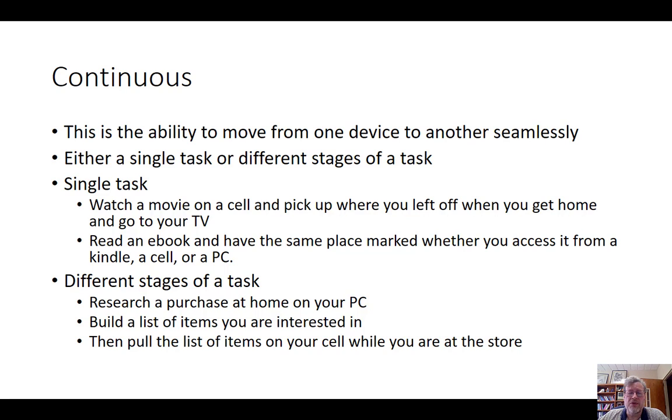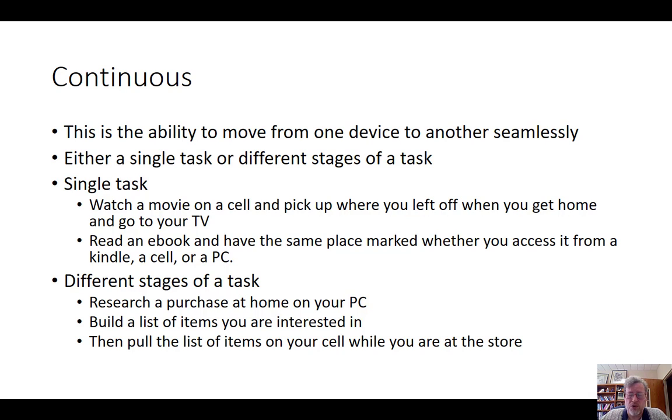I think Best Buy found that most people run price checks in the store on the items there. They look at the price on the shelf and they go check Amazon to see what the price is. But we don't want to have to start from scratch on our cell phone and say, show me all the printers or something. We'd like to build a list and then have that list easily available on the cell phone while we're elsewhere. So it's the same task, purchasing something, but it's different stages of the task, the research versus the purchase. We want to do one on our PC at home. We want to do the other on the cell phone in the store.